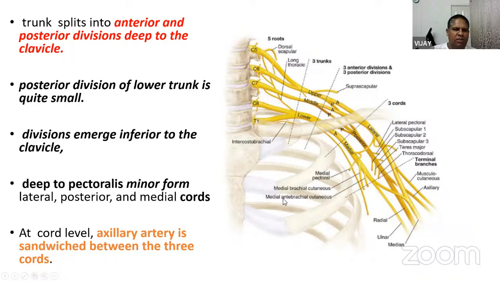they form the cords. If you see, the anterior divisions of the upper and the middle trunk form the lateral cord, the posterior divisions of the upper, middle and lower trunks form the posterior cord, and the anterior division of the lower trunk forms the medial cord. This medial, posterior, and lateral are with reference to the axillary artery.